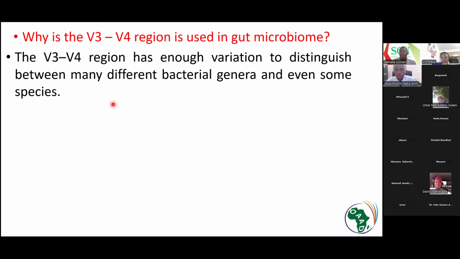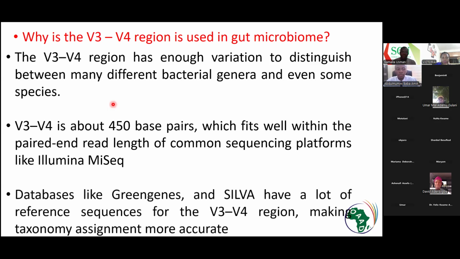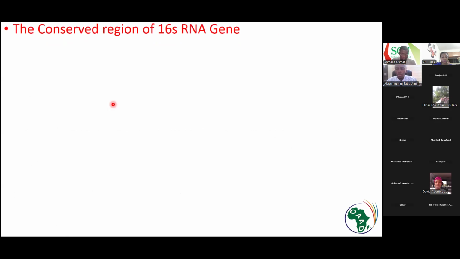So the V3 and V4 region has enough variation to distinguish between many bacterial genera and even some species. The V3 and V4 region is about 450 base pairs, which fits well within the paired-end read lengths of common sequencing platforms like Illumina. Databases like GreenGenes and Silva have a lot of reference sequences for the V3 and V4 region, making taxonomic assignment more accurate. So these are a few reasons why the V3 and V4 region are preferred in gut microbiome research.